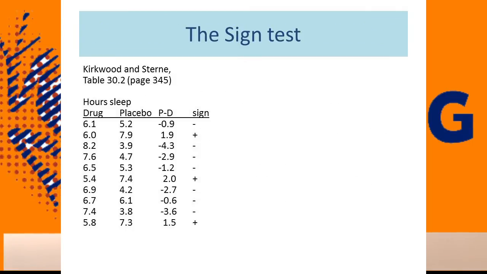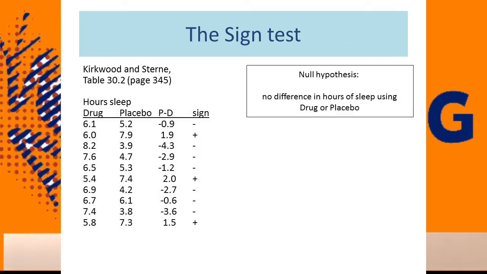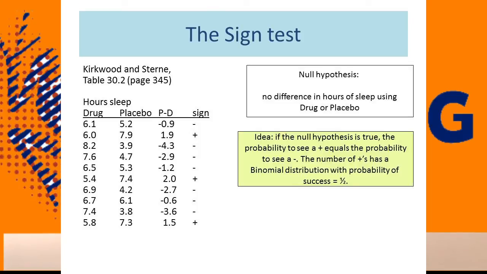Here you see the data from the book. The null hypothesis states that there is no difference in hours of sleep using drug or placebo. If this is true, the differences between drug and placebo hours will be random, and the probability that drug-induced sleeping hours will be larger than sleeping hours after taking placebo will be 0.5 if we ignore ties.